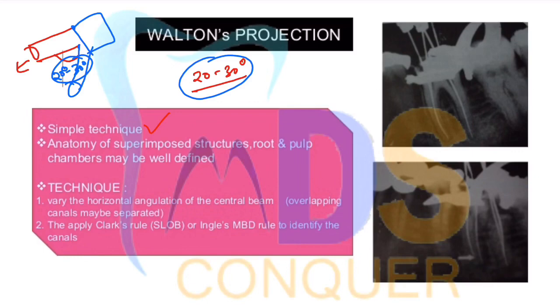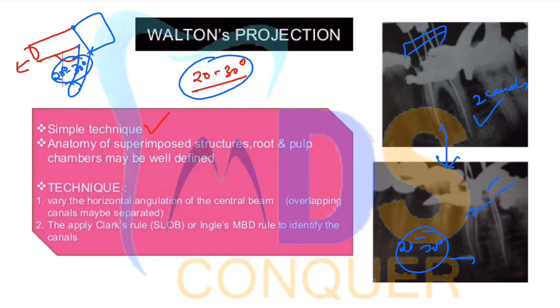You can see in this radiograph, you have inserted four files. That is the actual scenario. But on the radiograph, what happens is they're overlapped. So you can see two canals only. But when you change the angulation by 20 to 30 degrees, you will not see any overlapping. You can see all four canals. This change in the angulation is called the Walton technique. It's nothing but a similar pattern of the slope technique, but it's more often called the Walton technique.